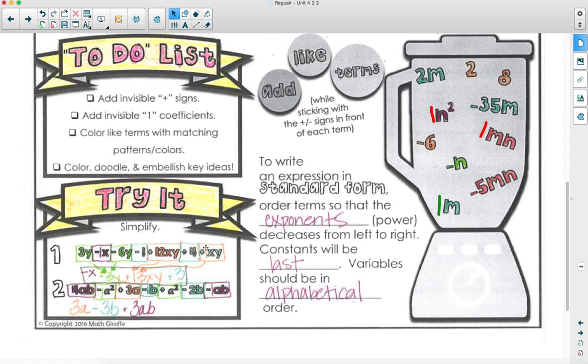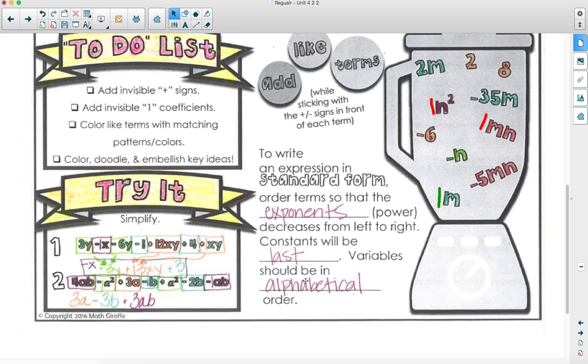So one thing before I start combining that I want you to know is that to write an expression in standard form, order terms so that the exponents decrease from left to right. So your exponents, if you had something to the third power, it would go from the third power, then anything to the second power, then anything to the first power. So your exponents need to be in order from biggest to smallest, and then your constants are going to be at the end, and variables should be in alphabetical order.